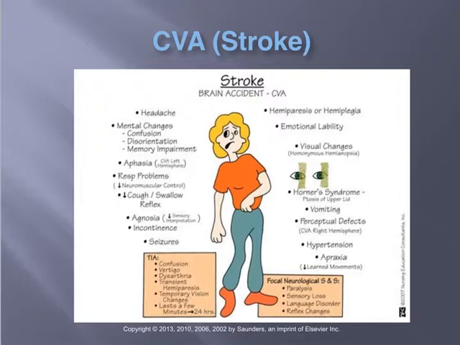You could have seizures, you can have hemiparesis, you can have visual changes, and we're going to talk about this in lab, but these are all things that we are going to assess for with the NIH stroke scale. And these are things you want to think of as signs and symptoms of stroke in any patient, no matter what nursing unit you work on.